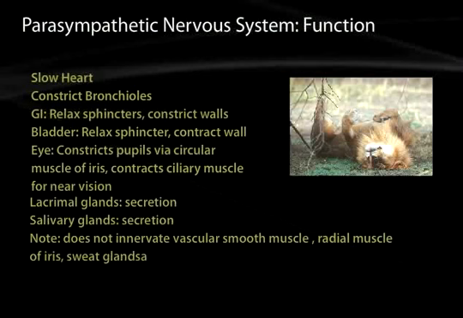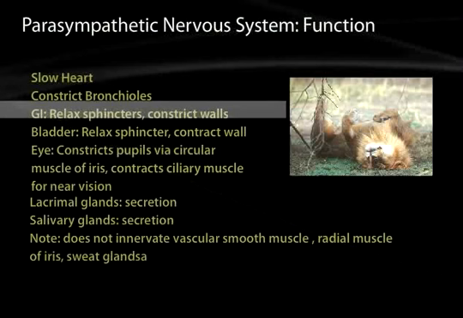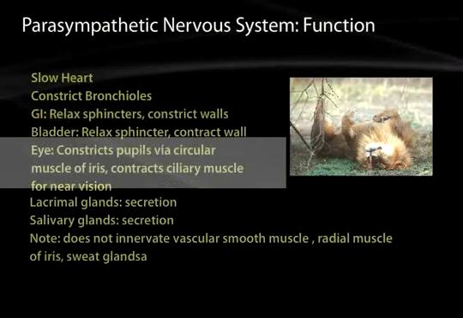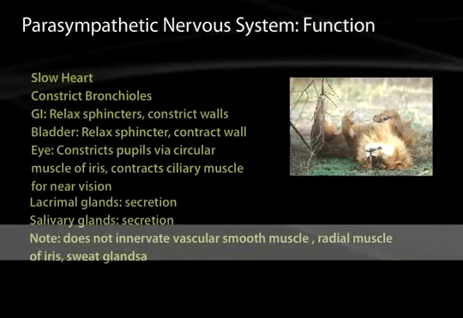What does it do? Well, this is also thought of as the rest and digest system. So its function is to slow the heart, constrict the bronchioles, relax the sphincters, and contract the walls. In the bladder, it will relax the sphincter and contract the walls. In the eye, it will constrict pupils via contraction of the circular muscle of the iris.